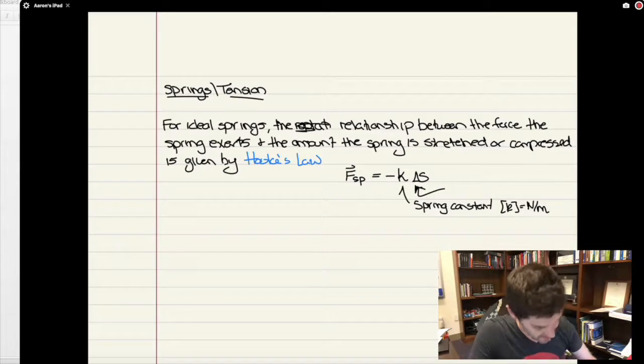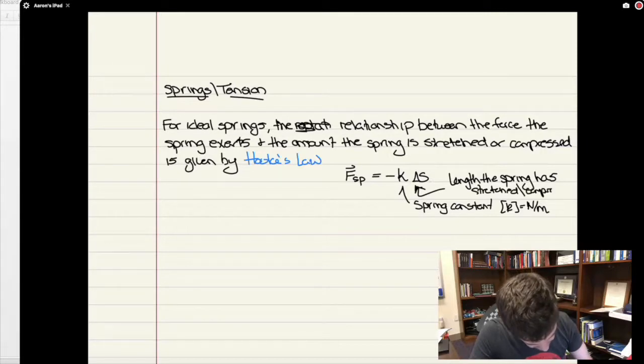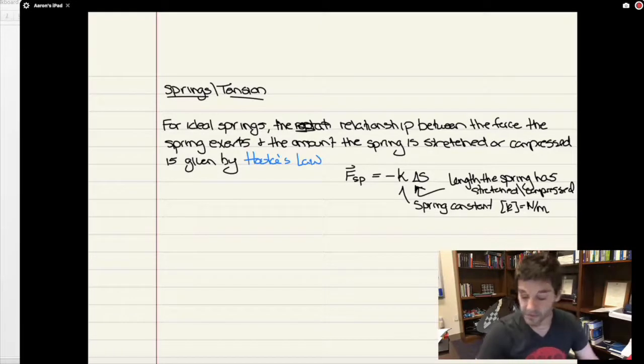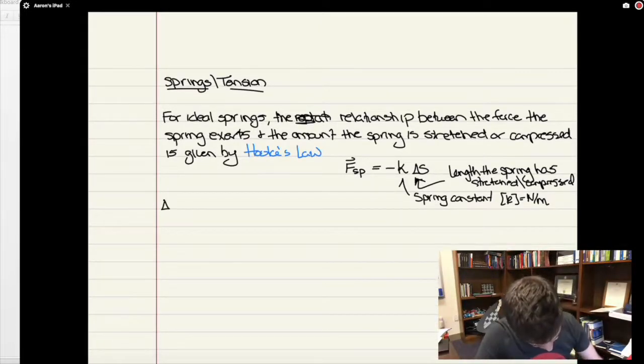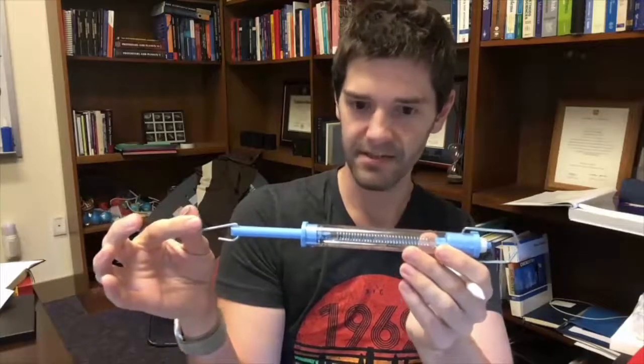But this other variable, delta S, is the length the spring has stretched or compressed. Apologize for my penmanship there. And this stretch or compression can be positive or negative. It ultimately depends on your coordinate system. If you have a delta S that's positive, that means that the spring was stretched or compressed in the positive direction. So if positive is that way, me pulling it out this way would be a positive delta S.